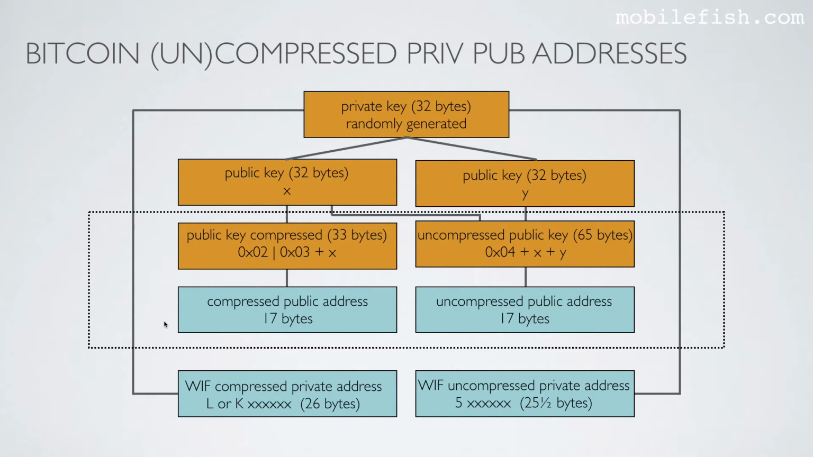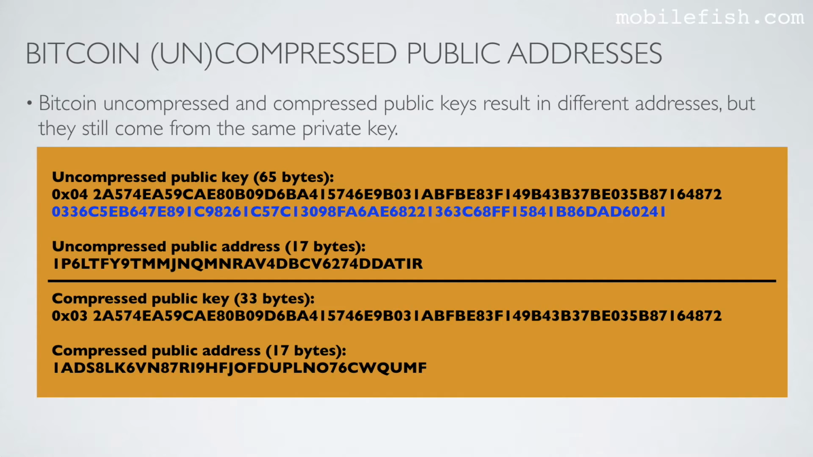In the following slide, I will show you an example of a compressed public address and an uncompressed public address. According to this drawing, the compressed public key is used to create the compressed public address, and the uncompressed public key is used to create the uncompressed public address. Bitcoin uncompressed and compressed public keys result in different addresses, but they still come from the same private key.